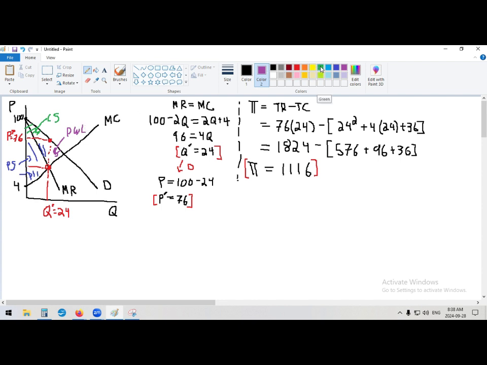So now all we have to do is just figure out these triangles, and we should have most of the points now in this graph. So for consumer surplus here, that'd be base times height divided by 2.